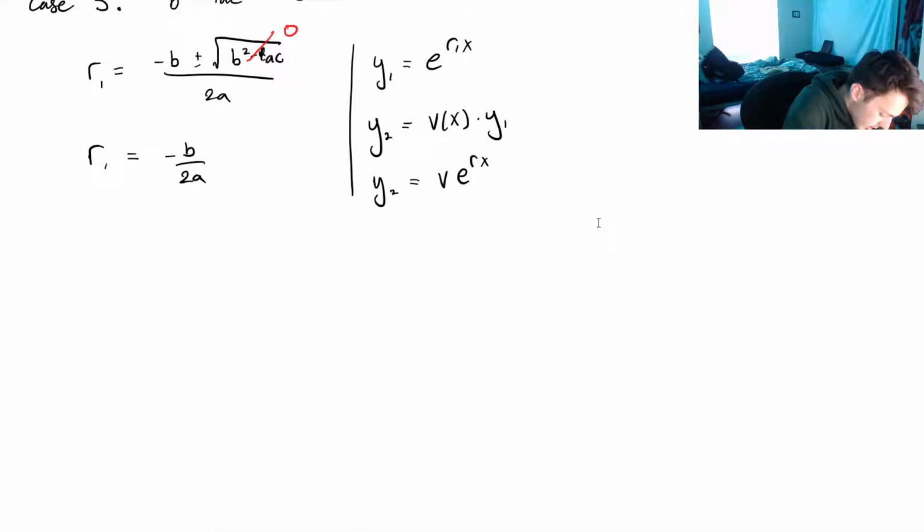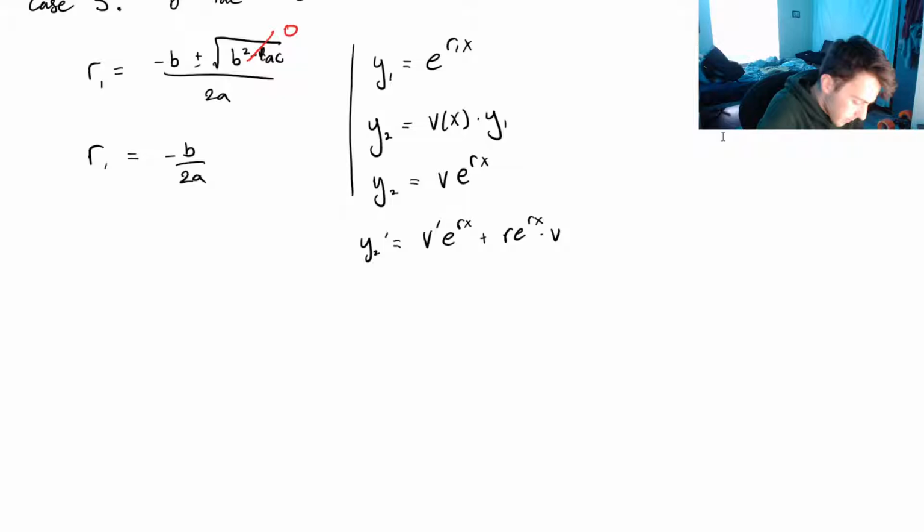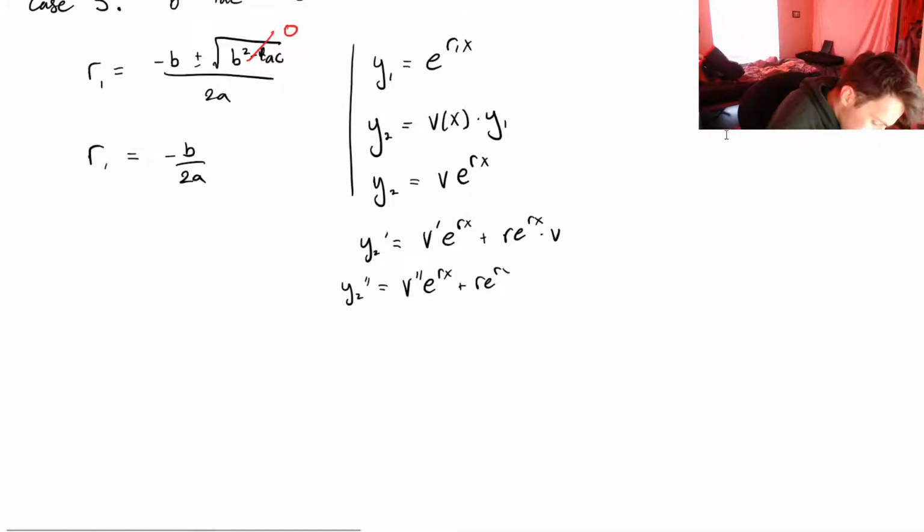So let's plug this back into our auxiliary equation. So I guess first we're going to have to take the first derivative and the second derivative of y2. So y2 prime will be v prime times e to the rx plus r e to the rx times v. And then y2 double prime, we're going to have to do some more chain and product rule. This is going to be v double prime e to the rx plus r e to the rx times v prime plus r squared e to the rx times v plus v prime times r e to the rx.